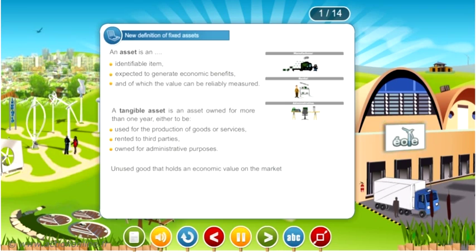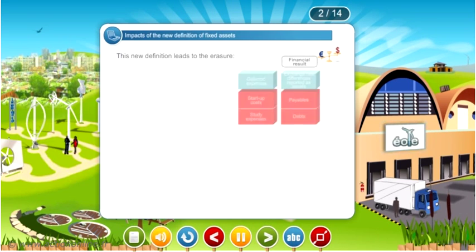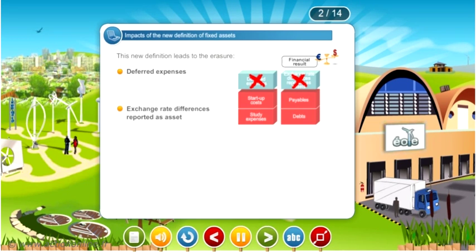Therefore, an asset which is no longer of use but that holds a value on the market must be maintained in assets, for it will generate an economic advantage through its resale. On the other hand, an asset which is no longer of use and of which the market value is zero will have to be disposed of assets. This new definition leads to the erasure of deferred expenses and exchange rate differences reported as assets.